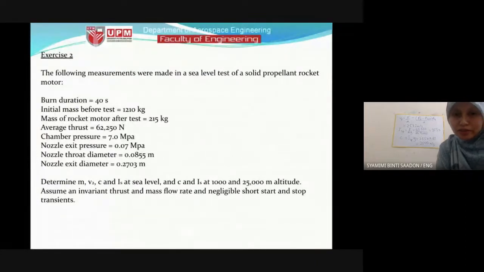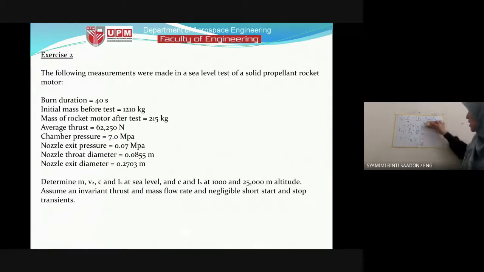Okay, last one. The effective velocity and the specific impulse at 1,000 and 25,000 meter altitude. So we need to know first the ambient pressure at 1,000 and 25,000, because just now 1 atmosphere was the ambient pressure at sea level.